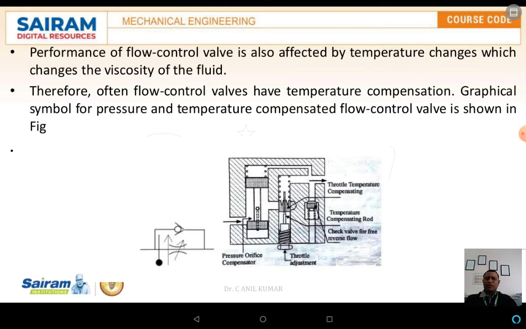If the pressure compensated flow control valve includes temperature control, it is symbolically represented with a vertical line at the bottom and a dark circle, which is an indication of something like a thermometer. These types of valves also have a major application in circuits.